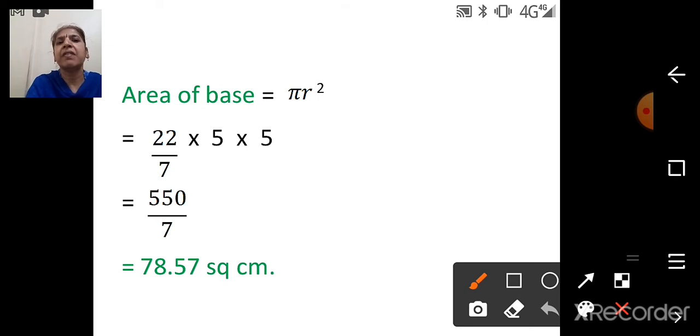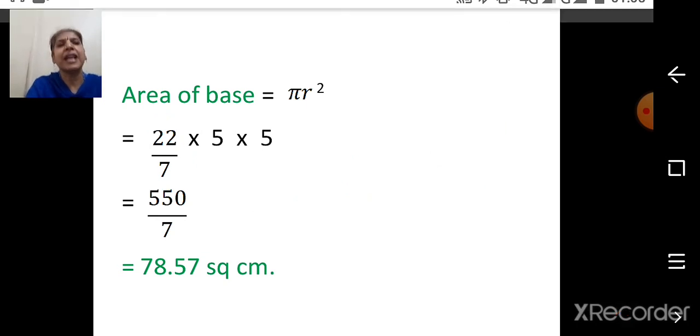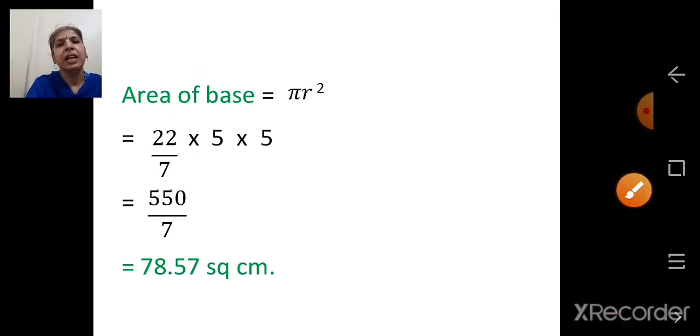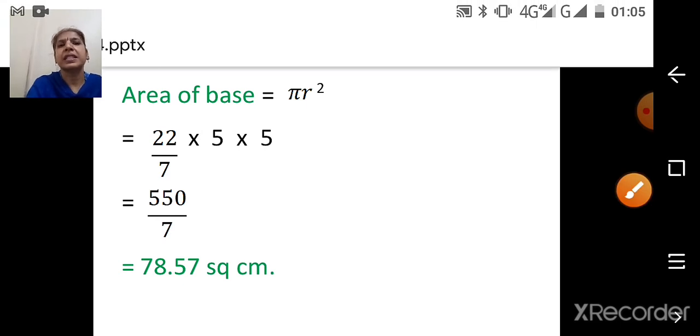And here I have taken the value of pi as 22 upon 7 because in the previous part also we have taken 22 upon 7. And in case here if you are taking 3.14 into 5 into 5, right? Then accordingly your answer may vary in decimals. You may get the answer 78.5. So if an answer in decimal is varying little bit here, it's okay. So this is the answer, 78.57 square centimeter.